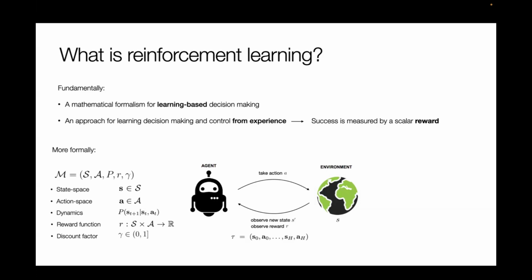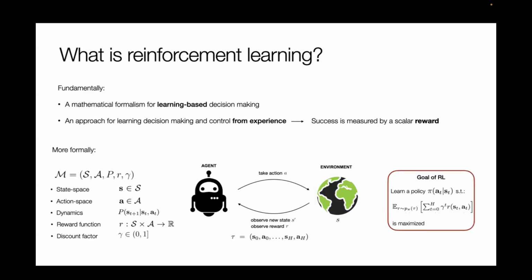Third, a dynamics function P, which represents how the system or the environment evolves given an action that we take in a specific state. In particular, here on the slide, we're representing this dynamics function as a probability distribution over next states. So you see here P of s_{t+1} given s_t, a_t. The fourth element is the reward function R, which maps from a state and an action to a scalar value, which represents this measure of performance. And last but not least, a discount factor, which is a value between 0 and 1, used to signify how much we care about short-term reward against long-term reward.